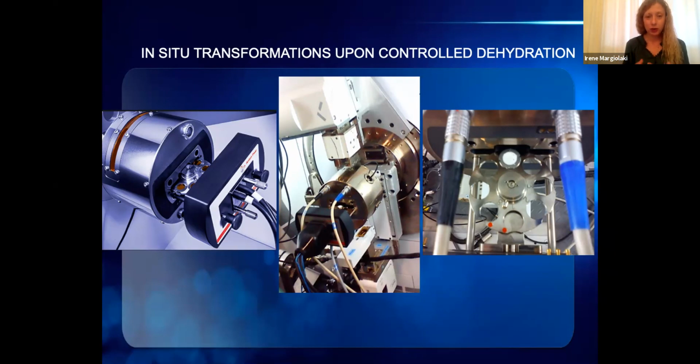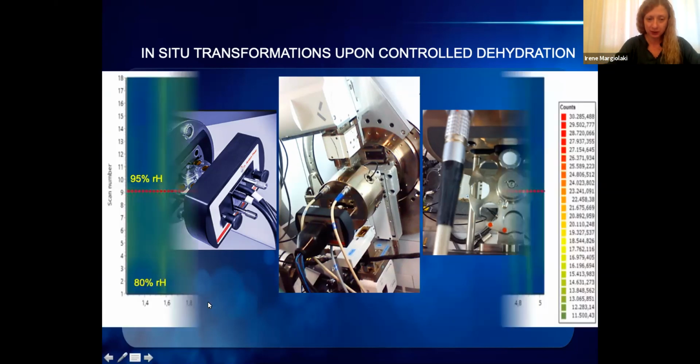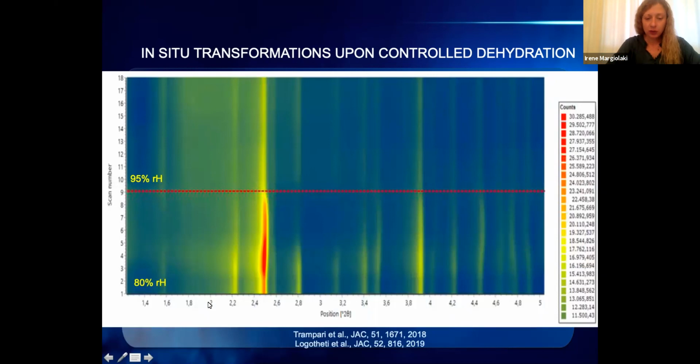So over the years, we identified the right chamber, which is this one. Anton Paar produces it. We fitted it on our lab diffractometer, and we initially loaded lysozyme microcrystalline samples that you see here. There is a carousel. We can load many, many samples, and we can collect powder diffraction data upon very, very precisely controlled variation of relative humidity.